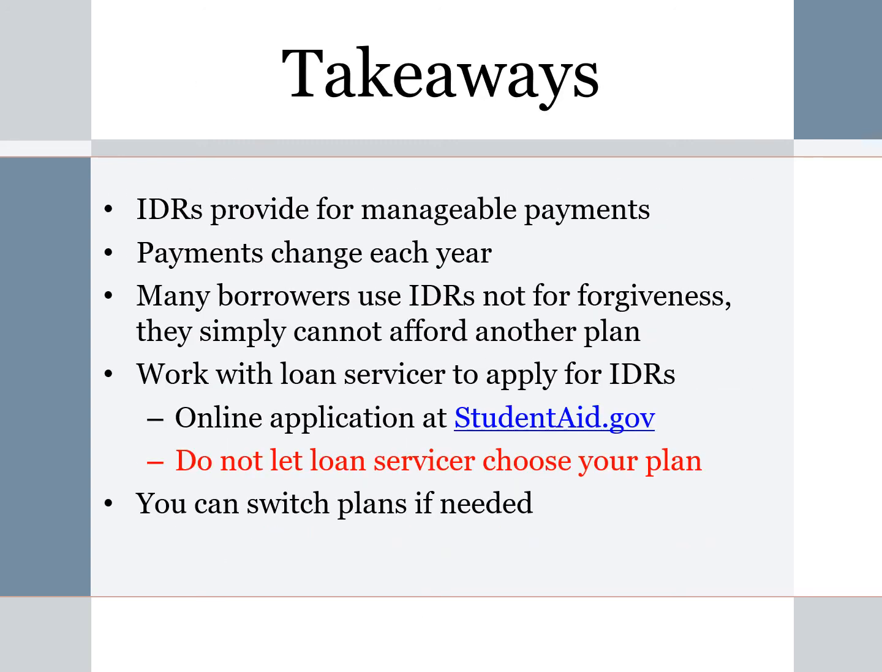Now, some quick takeaways as we wrap up this module on income-driven repayment plans. They do provide manageable payments because they're based on income and to some extent family size and not the amount that you borrowed. But remember, guys, the payments change every year and you do not want to be late renewing. Also, remember, there are many borrowers who use income plans who have no intention of trying to get their debt forgiven. They simply can't afford repayment under another plan like the standard 10-year plan. So just because you're using an income plan, it doesn't mean you're trying to qualify for forgiveness, including public service loan forgiveness. You apply online at studentaid.gov.